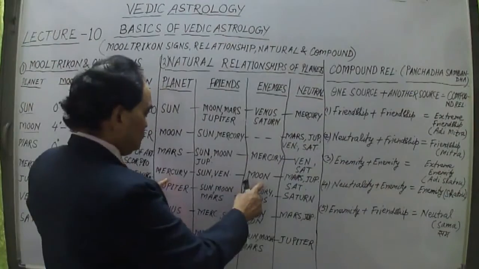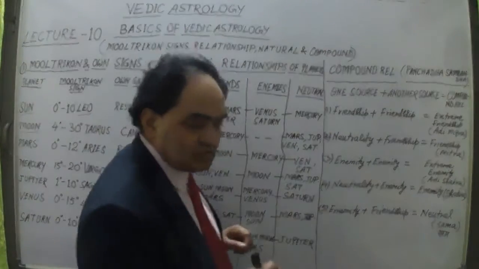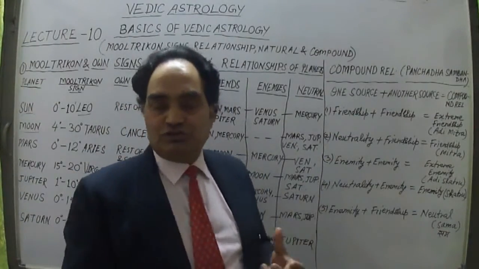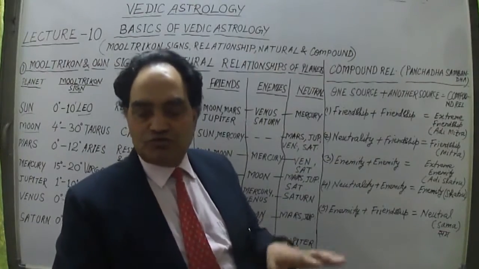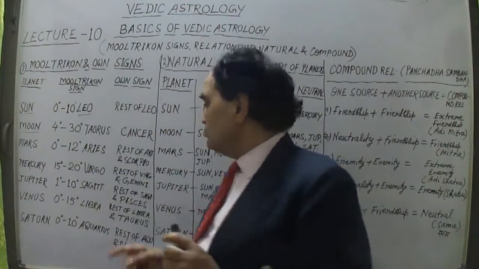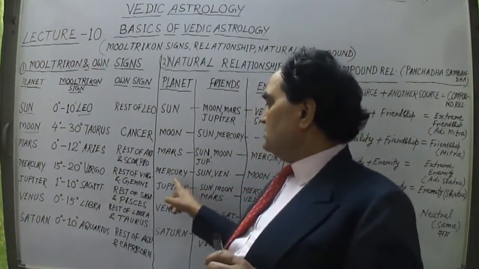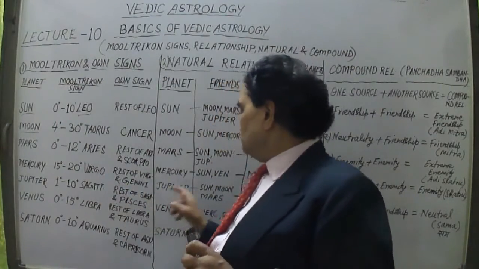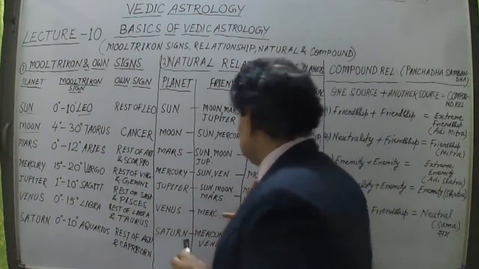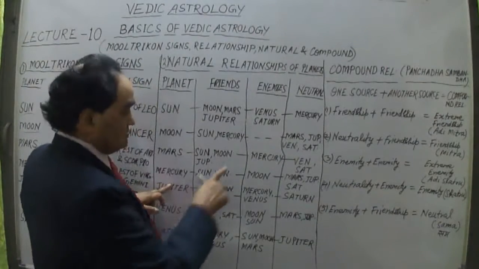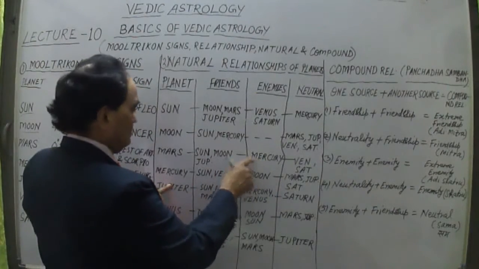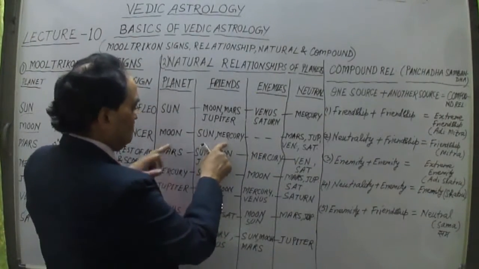This is very important to know about. These are very factual things, and they have to be noted down. Please note them down so that you can understand, because they are very important. Sorry, here Mercury is a friend to Moon.